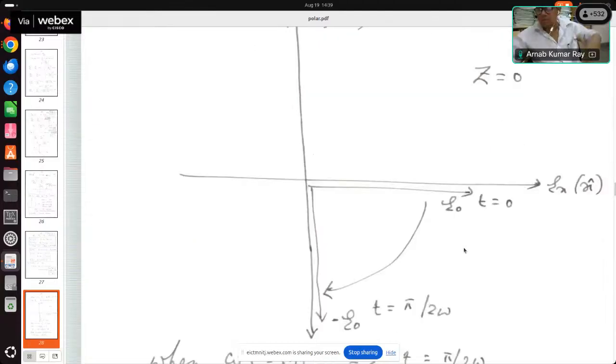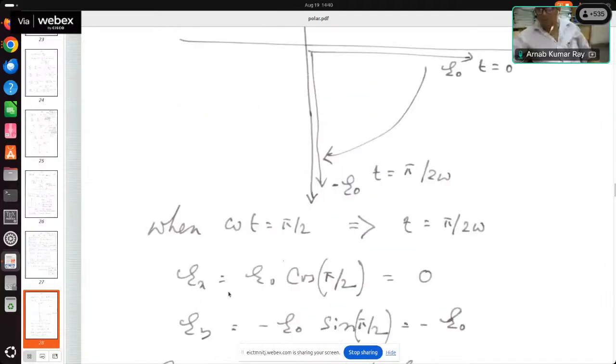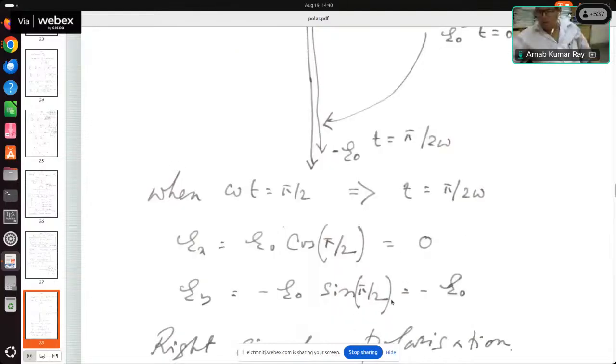Let us say that we increase t to the value of pi by 2 omega. When you increase t to the value of pi by 2 omega, omega t will be equal to pi by 2, right? So now Ex is equal to E naught cos omega t, which is E naught cos pi by 2. Ex will become 0, and Ey will become minus, it was minus E naught sine omega t. So it is sine of 90 degrees, so 1. So minus E naught.